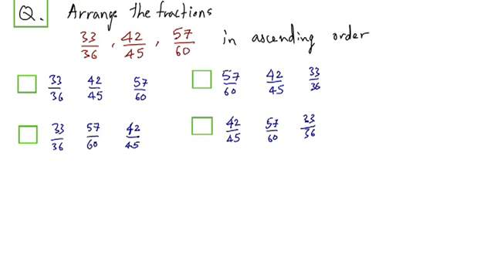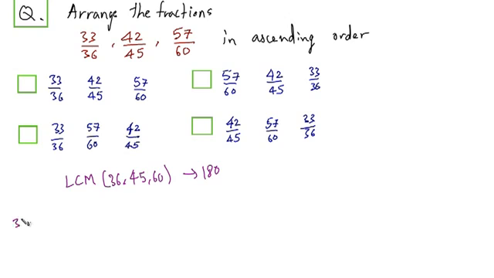So with this, let's solve a question. You have to arrange these fractions in ascending order. Again, we will have to take the LCM of the denominators. The LCM of 36, 45 and 60, I have already calculated, comes out to be 180. Now we have to convert these fractions to equivalent fractions with 180 as the denominator.